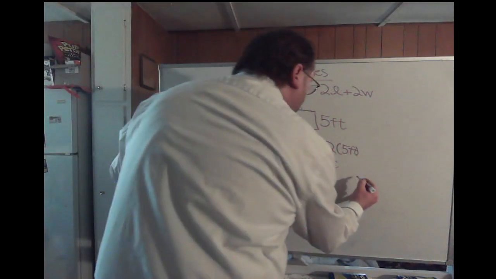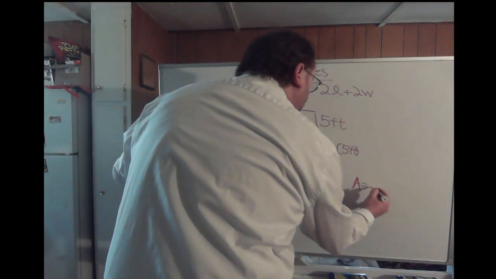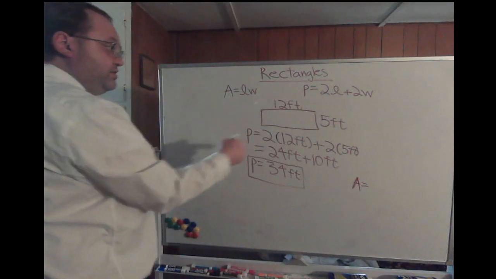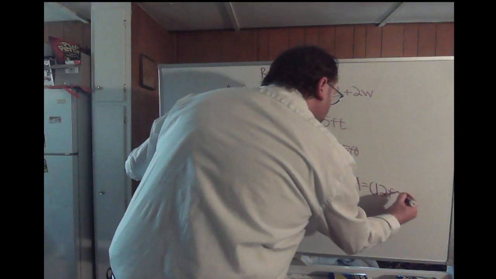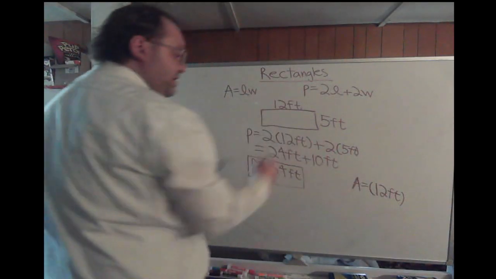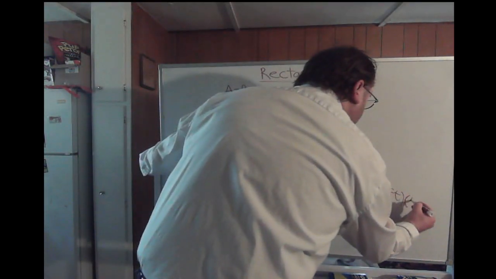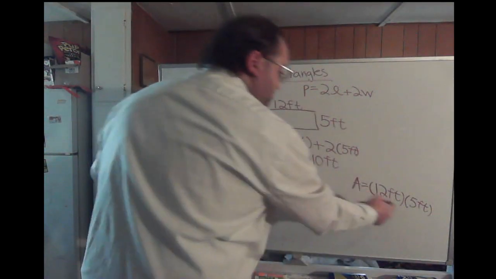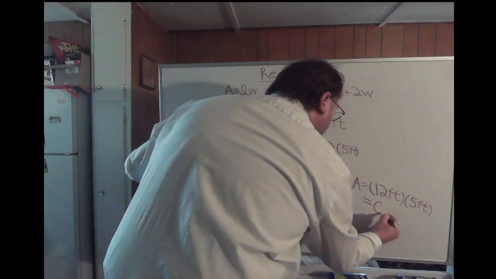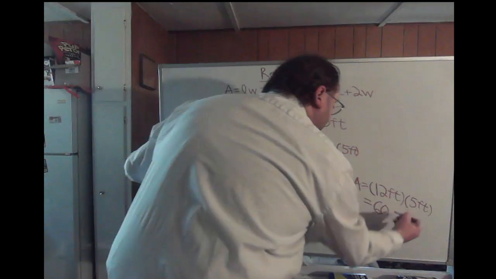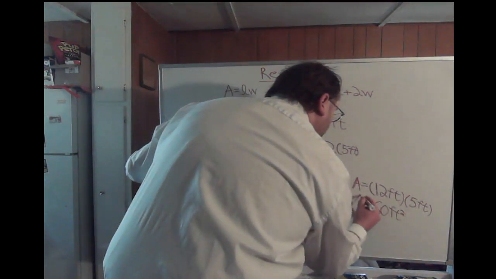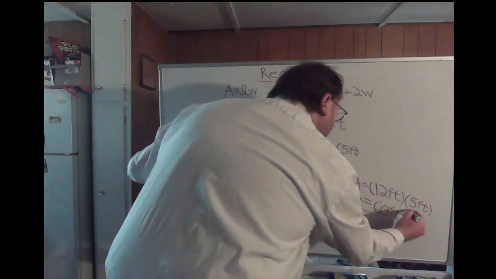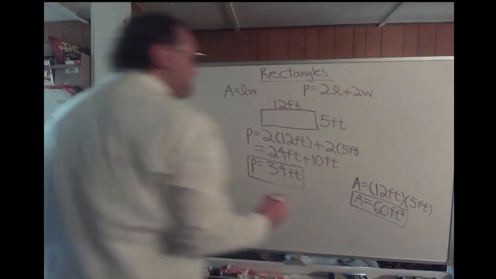Now let's find the area. Area equals length times width. The length is 12 feet. You would take that times the width, which is 5 feet. So then you just do 12 times 5, which is 60. And then feet times feet, that's feet squared. So the area is equal to 60 feet squared.